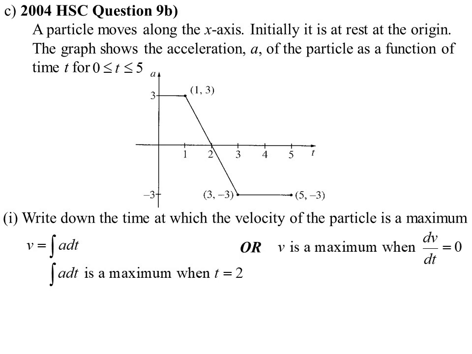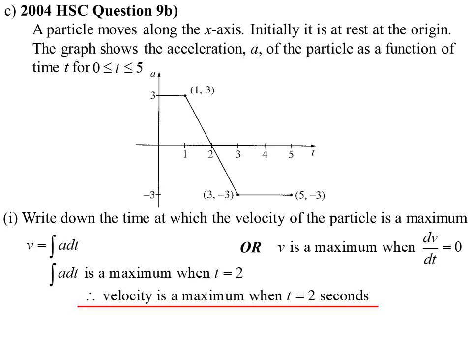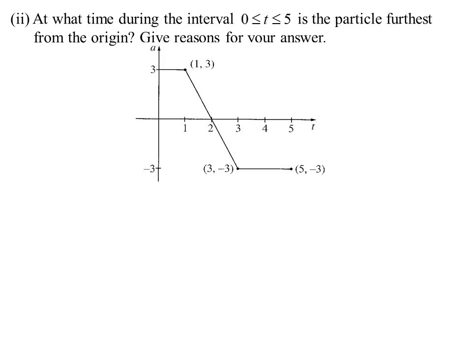That's one way you could do it. Or of course, you could simply use the calculus and say velocity is a maximum when its derivative is equal to 0. Oh, hang on, acceleration is the derivative of velocity. Oh, look at my graph. When is that equal to 0? It's when t equals 2. There's our answer. At what time is the particle furthest from the origin? And give reasons for our answer.